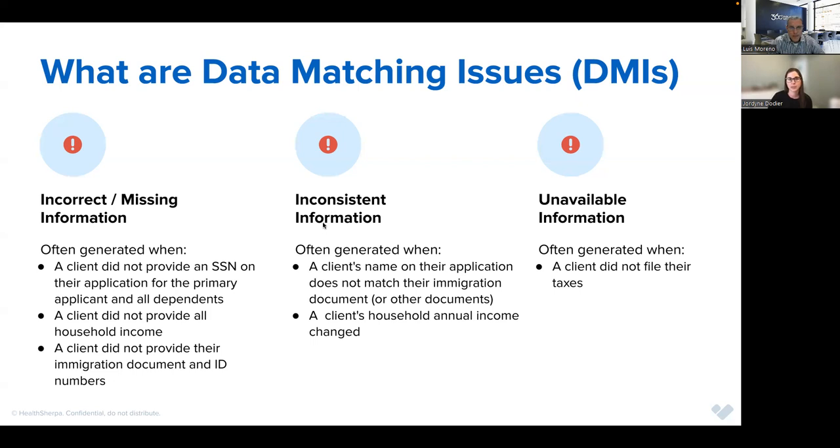The next reason would be inconsistent information. These are often generated when a client's name on their application does not match other documents. Another example would be if their annual income has changed. So again, inconsistent information is the second reason we see a DMI generated. And the third would be unavailable information. Let's say your client did not file their taxes. When you are working with them and we search the marketplace for eligibility and their information is not available, it's going to generate a DMI and you will have required follow-ups.